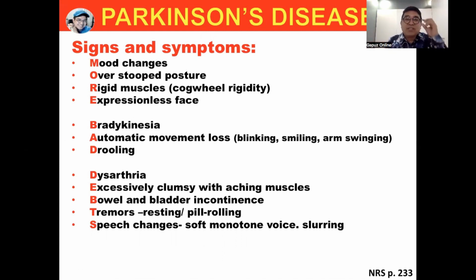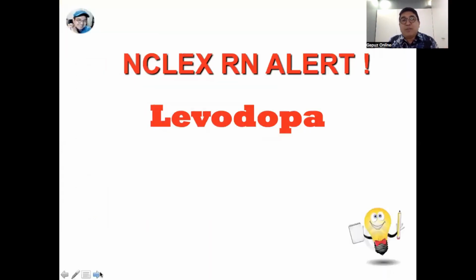There's also drooling or excessive salivation. And then there is dysarthria, difficulty in using the muscles of articulation. There's clumsiness, and they have aching muscles, bowel and bladder incontinence, and of course, your tremors that are considered resting or pill rolling. Initially, it will just affect one hand, and then eventually both hands will be affected. And then the speech changes. Eventually, the patient's voice would be soft and monotonous. So they could be slurring too. The monotone voice could be associated with the underlying depression that occurs in the patient.